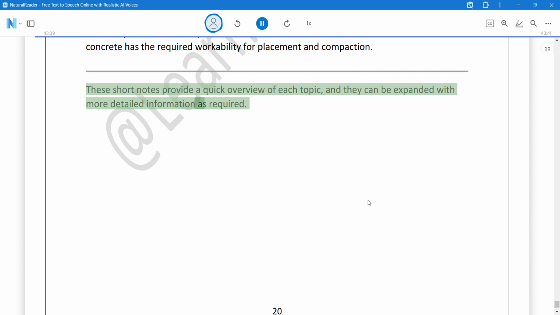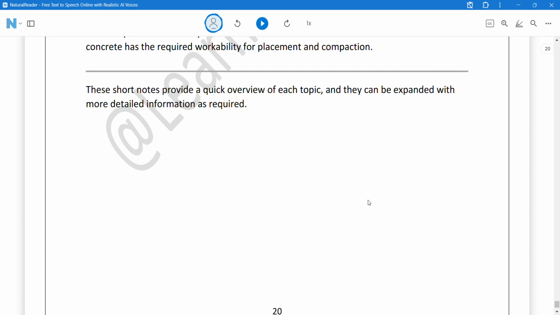These short notes provide a quick overview of each topic, and they can be expanded with more detailed information as required.